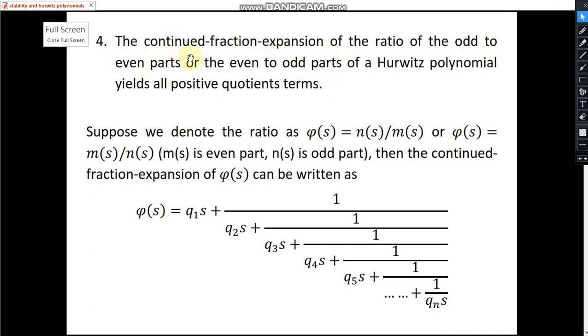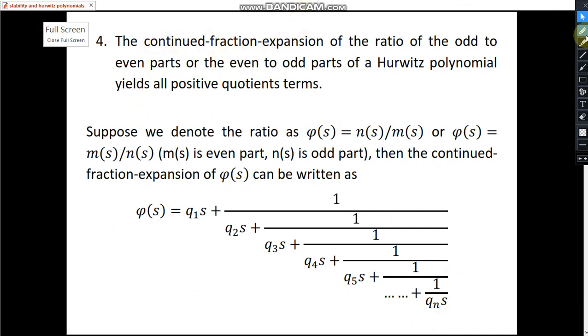First of all, what is continued fraction expansion? Another thing is we have to find out the ratio of odd to even or even to odd parts. Then we have to find out whether the quotients are positive or not. Okay, so this is the continued fraction expansion, CFE.